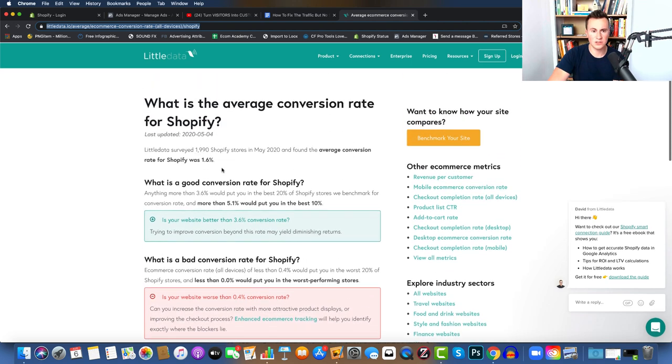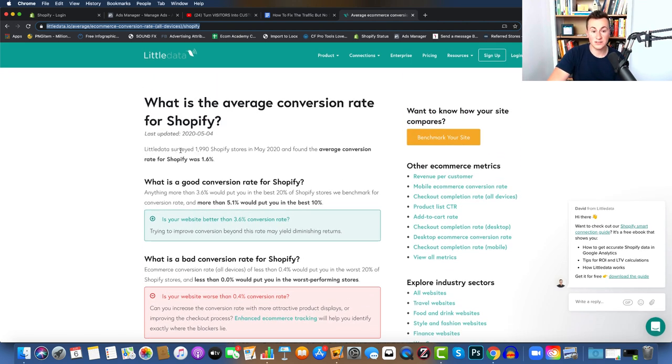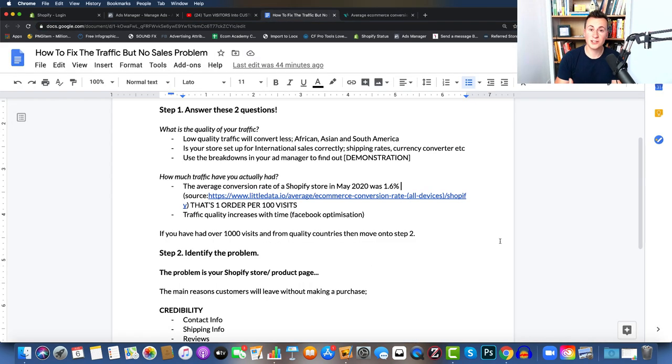So if we scroll to the top, Little Data surveyed nearly 2,000 Shopify stores in May 2020 and found the average conversion rate for Shopify was 1.6%. And essentially what this means to us is, for every 100 visits we get to our Shopify store, we're going to approximately convert 1.6 of that, which will be equivalent, if that's even a word, to one order per 100 visits.